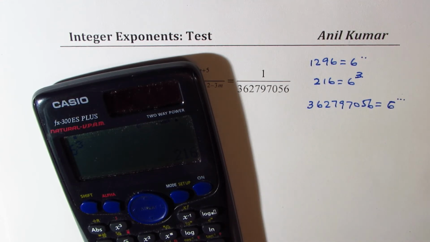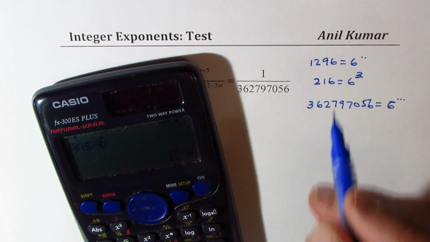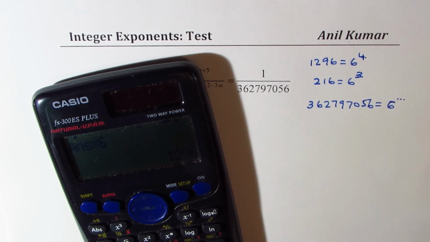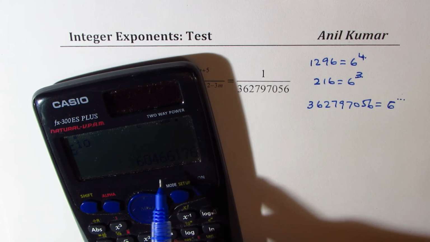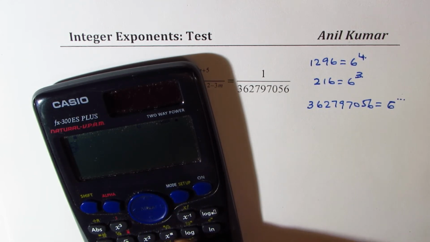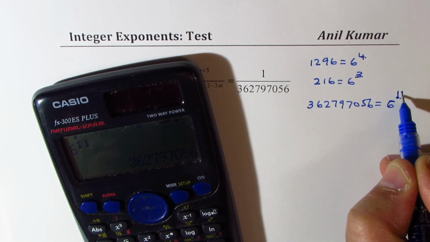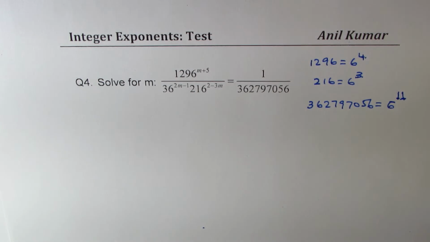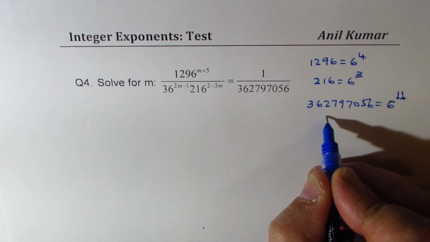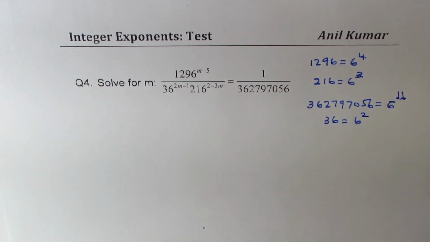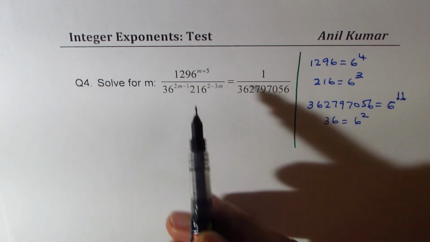Now let's say what is times 6 equals to. We get 1296. So this is to the power of 4. Now this is a huge number. Let's say what is 6 to the power of 10. Well, it is 60466176, not this. So we'll try 6 to the power of 11. And that is it. So this is 6 to the power of 11. Correct. Now I think the question is simpler. We already know that 36 is 6 squared. Correct? So we are going to use these values to further simplify and get the value of m.